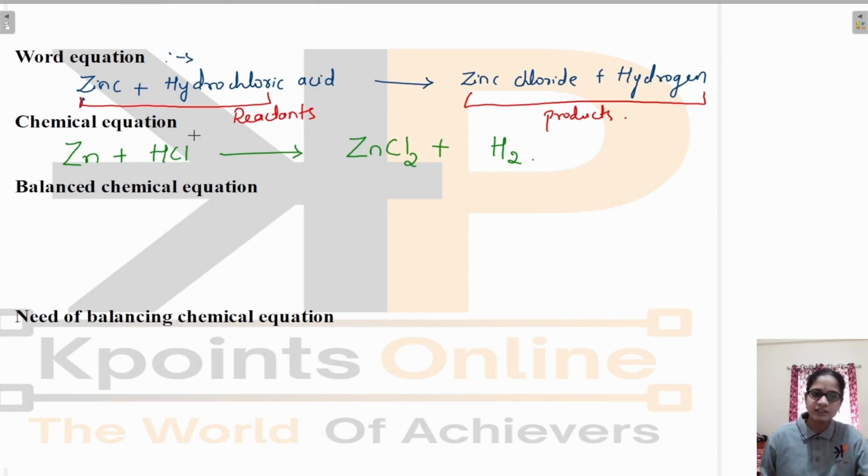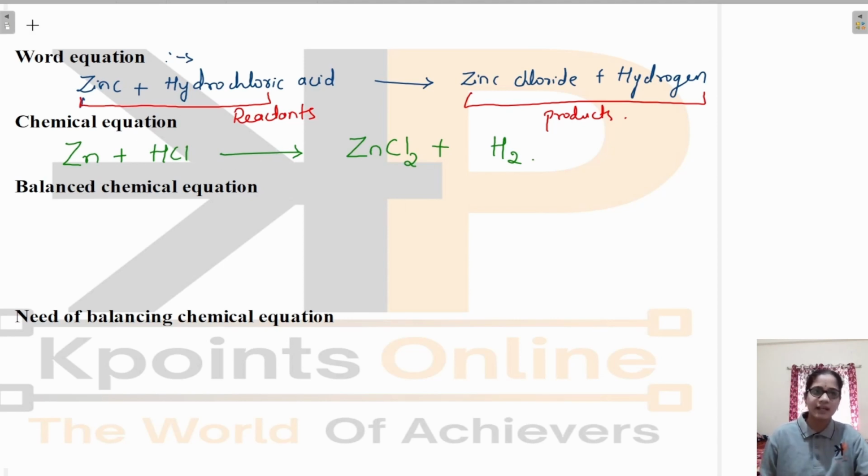Observe here, there are two chlorine atoms in this part. In the RHS part, there is only one chlorine atom. If there are two chlorine atoms here, then there must be two chlorine atoms in the reactant part also, because of the law of conservation of mass, which means mass can neither be created nor destroyed. So whatever mass I have obtained in the product part must also be the same in the reactant part. Both must be equal, so this equation must be balanced. How do we balance it? By writing an equal number of atoms on both sides of the reaction. This will give a balanced chemical equation.